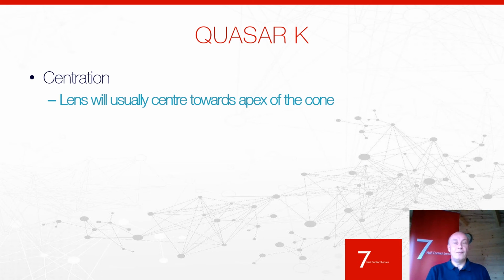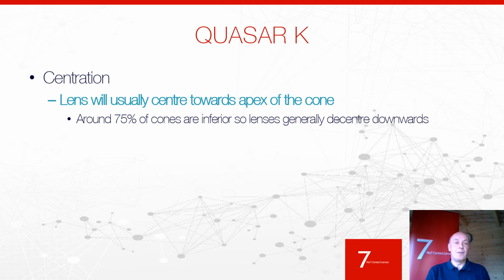The lenses on the whole will always centre towards the apex of the cone, wherever that is likely to be. So if it's a central nipple cone, the lens will centre much easier into palpebrally. If the cone is inferior, particularly really deep inferior cones, that lens will stabilise in the inferior portion of the eye. If at all possible, increase the diameter to improve that centration. But this is one of the reasons why advanced keratoconics generally aren't successful with the Quasar K, because it's not possible to increase the diameter because of the increased steepening of the BOZR.